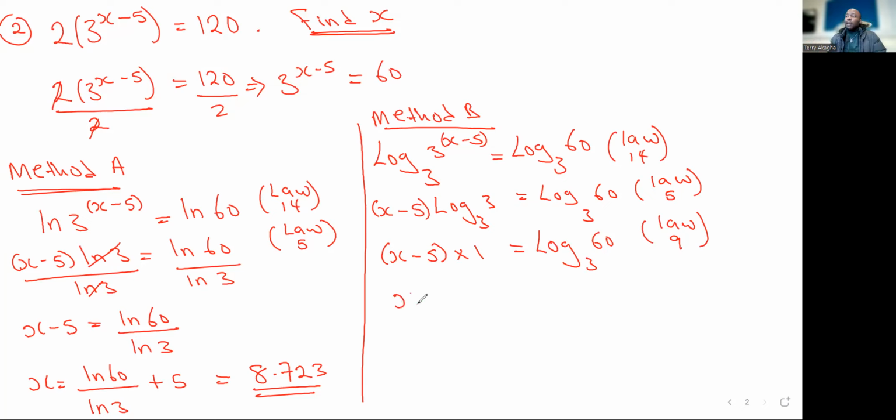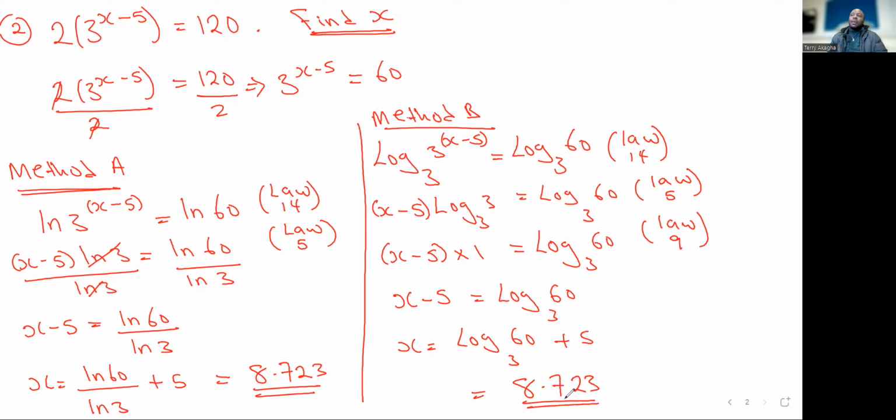So we're going to have x minus 5 is equal to log 60 base 3. Then x is going to give us log 60 base 3 plus 5. When you press your calculator for that, that should give you about the same answer of 8.723. So you can see, regardless of the method you use, you should get the same thing. There are several methods of solving this, but I'm just using these ones. You can use several methods and you still get the same answer.